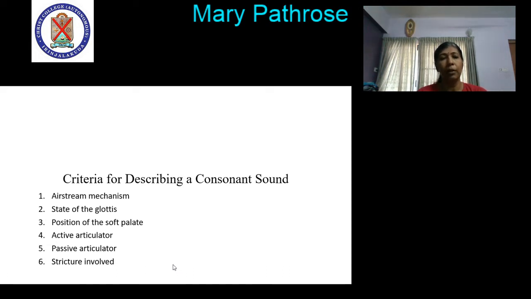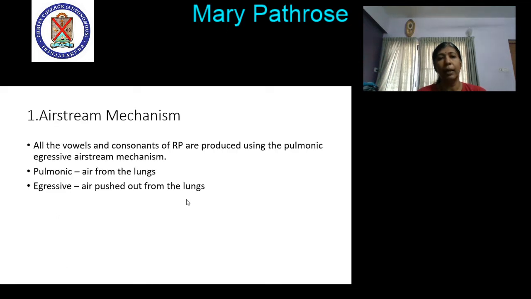They include the airstream mechanism, the state of the glottis, the position of the soft palate, the active articulator, the passive articulator, and the stricture involved. Let's take a look at the first criterion, that is the airstream mechanism.